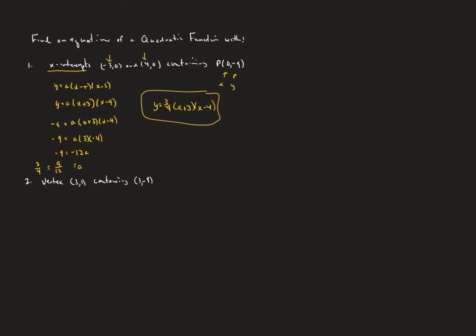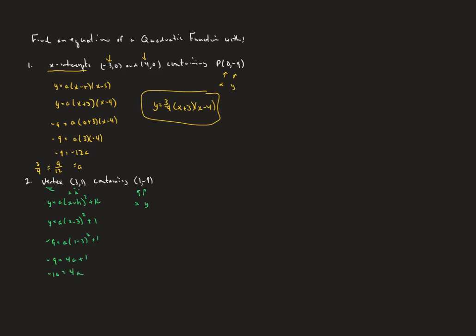So there is our quadratic function. Now the next one gives us information about the vertex. So we should be thinking vertex form of a parabola. The vertex tells us an h and a k, so we have y equals a times x minus the h, which is 3, squared, plus the k, which is 1. The point again gives us an x and a y value, so negative 9 is y, and a is what we're going to solve for. 1 minus 3 squared plus 1. So 1 minus 3 is negative 2. Negative 2 squared is 4a plus 1.